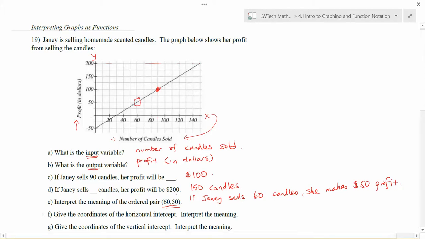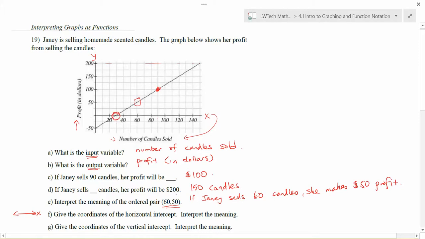In problem F, it asks us to give us the coordinates of the horizontal intercept. Remember, horizontal means left to right, and in this case what that means is the x-axis. So the horizontal intercept is where my graph crosses the x-axis. Well, for us, that's going to be right here. Here's our x-axis. It crosses right at this point right here.